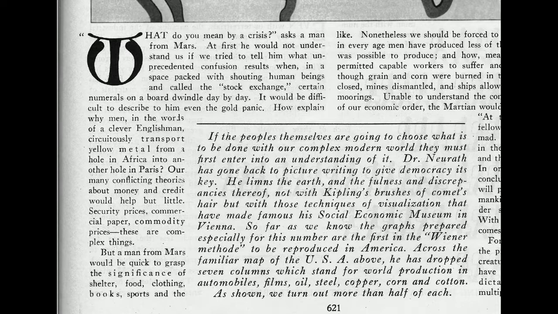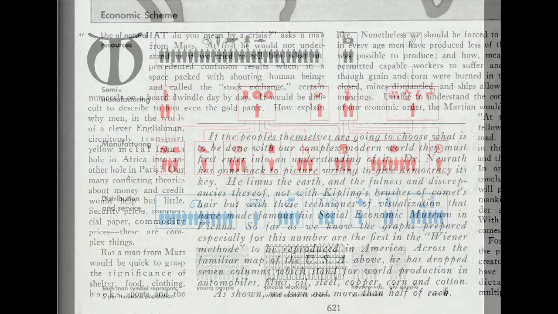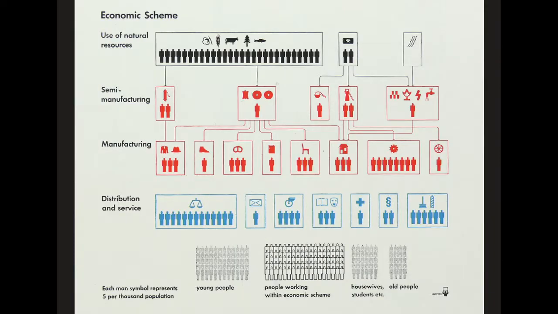And then if you skip down to the second paragraph, bottom left, "But a man from Mars would be quick to grasp the significance of shelter, food, clothing, books, sports, and the like." This is a significant observation with regard to isotype, because these things, along with people, were suitable for being shown in pictorial terms, in pictorial form.